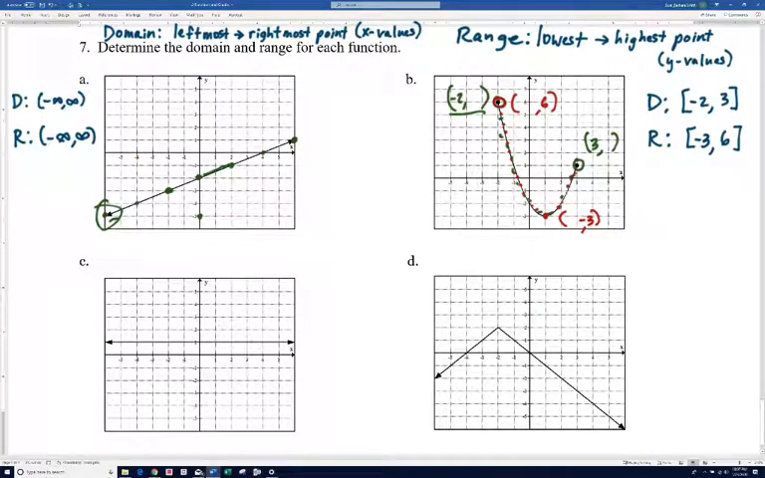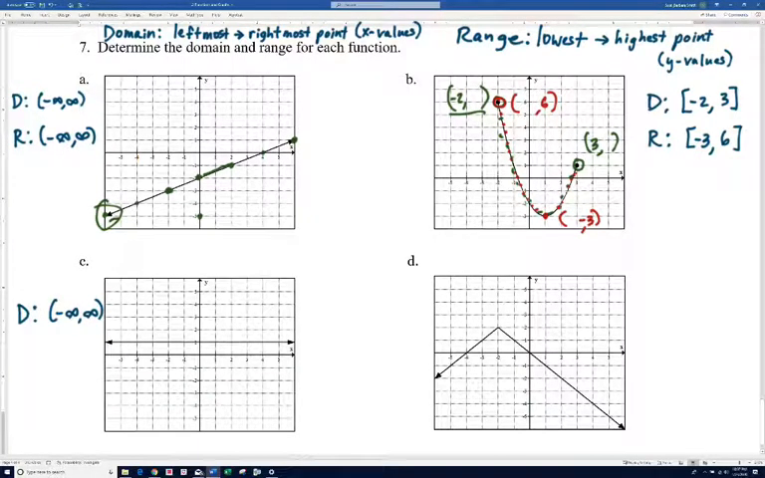All right, let's move on to C. In fact, I encourage you to try C and D and then watch the video. You can always stop the video and then turn it back on. So on C, for domain, there is no left or rightmost point. You can see that at the two ends. And we're hitting every point in between. And so this one has a domain of all real numbers.